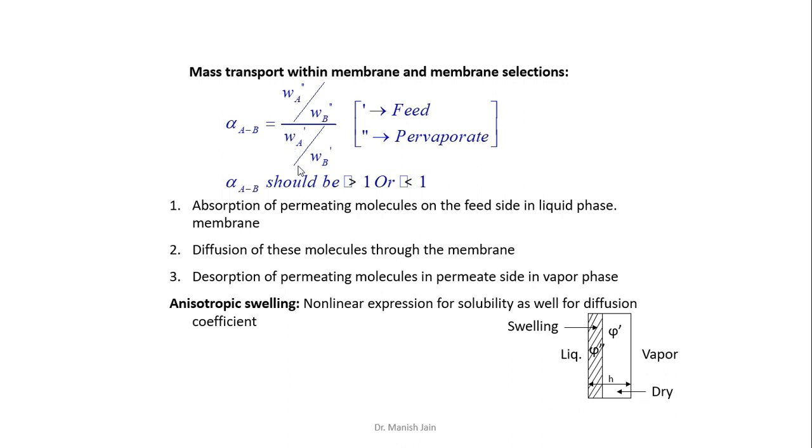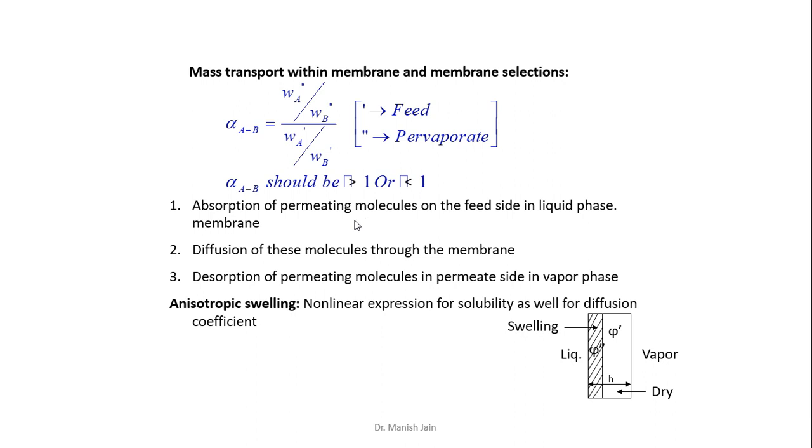So the value of selectivity should be higher than 1 or lower than 1 for the separation in the pervaporation process. It should not be nearly equal to 1, otherwise separation does not occur.